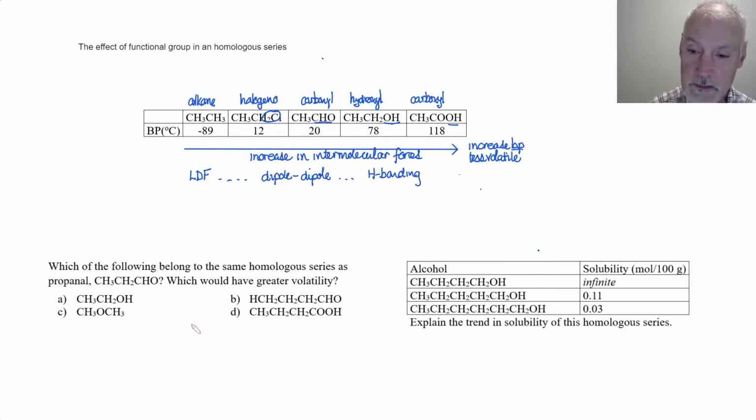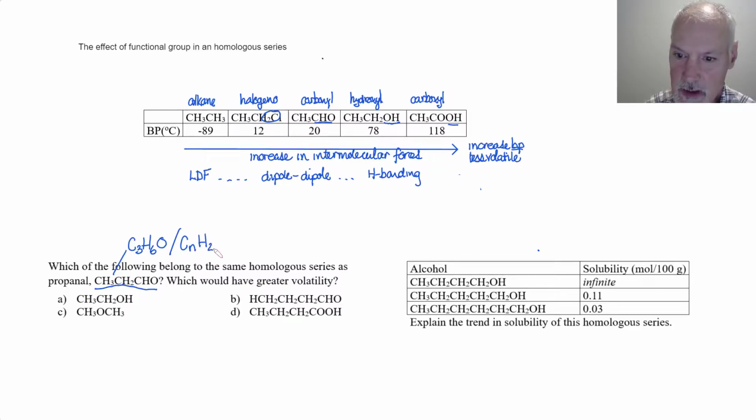Let's apply what we know now to two review questions. Which of the following belong to the same homologous series as propanol? So first of all, let's see if we can find what the general formula is of propanol. First of all, its molecular formula. Well, this has got 3 carbons, 6 hydrogens, and an oxygen. That would then generate a general formula, CnH2n, so twice as many hydrogens as carbon, and an oxygen.